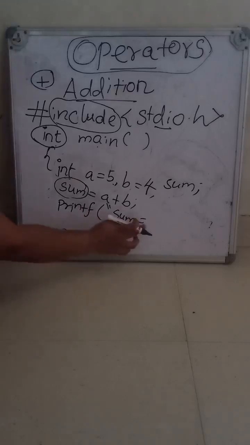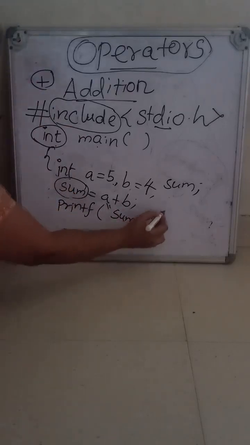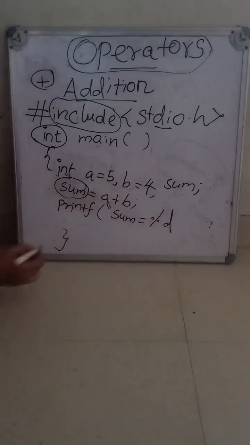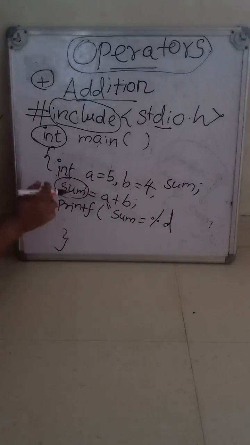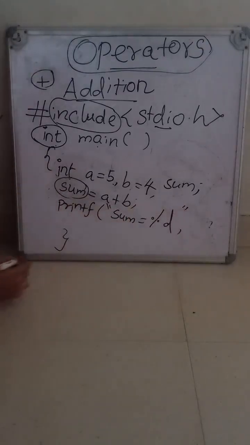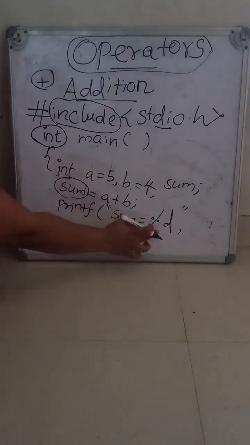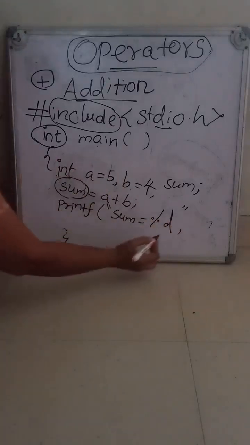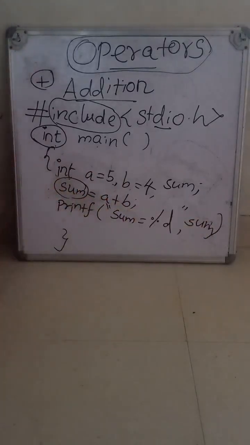So I have given sum is equal to. Then for printing the value of this sum, I have to use percentage d. What is the role of percentage d? It is going to print the value stored in the sum variable. So within this I have to close the double quotes. Here, sum equal to is going to print as it is. Instead of percentage d, the value stored in sum is going to print. So I have given sum.